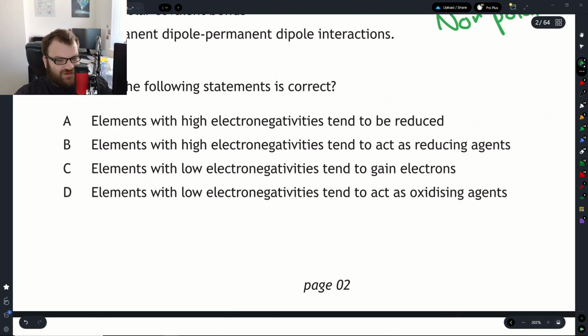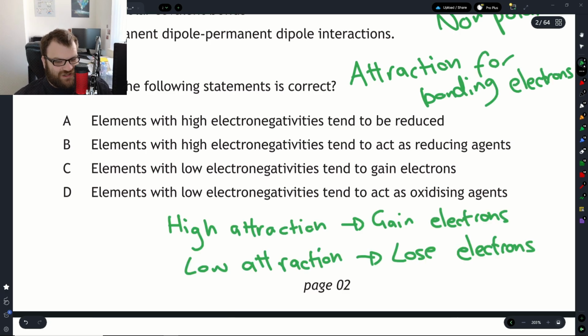In this next question, we need to think about what electronegativity is about and what it means. It's the attraction for bonding electrons. If you have something with a high attraction for the bonding electrons, they will tend to gain electrons. This will mean that that chemical will itself be reduced. It will help other elements to be oxidized. It will help the other things to lose electrons. A is going to be our correct answer.